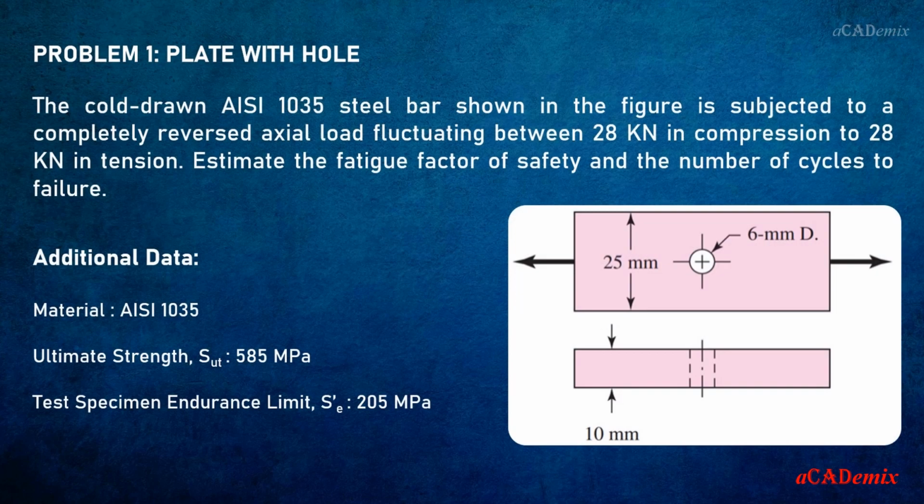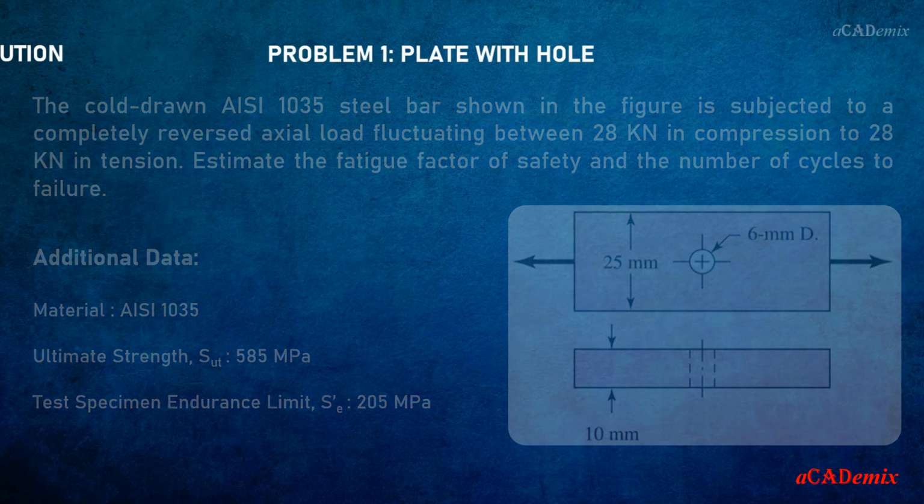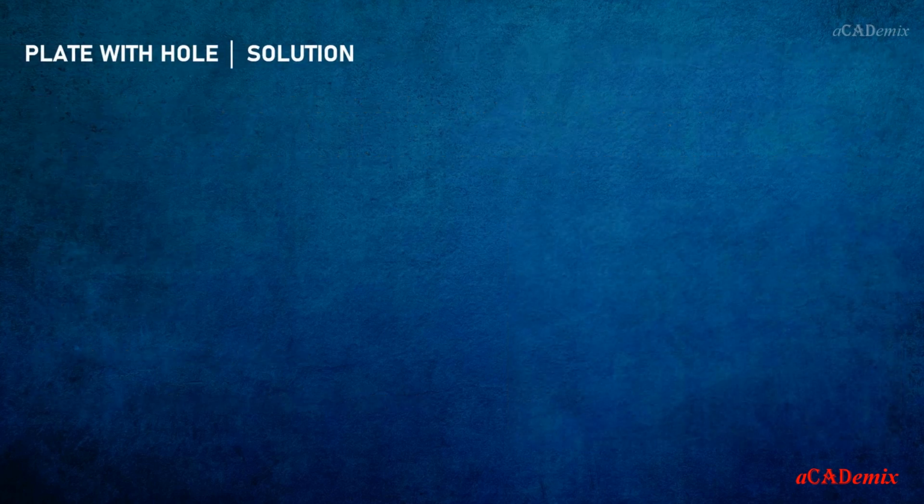We have the first problem, plate with hole. The cold drawn AISI 1035 steel bar shown in the figure is subjected to a completely reversed axial load fluctuating between 28 kN in compression to 28 kN in tension. Estimate the fatigue factor of safety and the number of cycles to failure. Also, we have the additional data. Material is AISI 1035. Ultimate strength is 585 megapascal, and the endurance test specimen limit is 205 megapascal. That is, F max is 28 kilonewton, F minimum is minus 28 kilonewton.